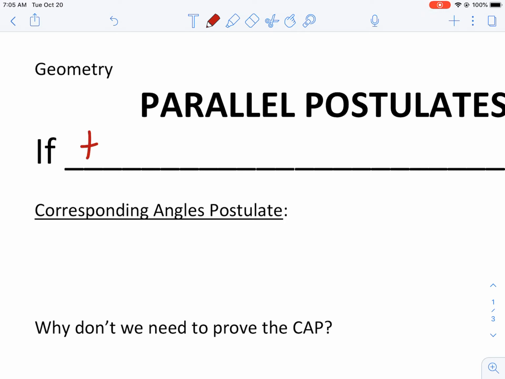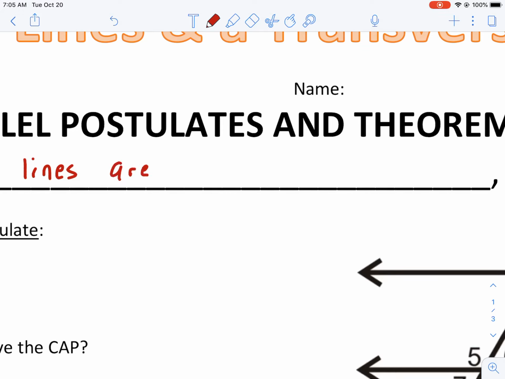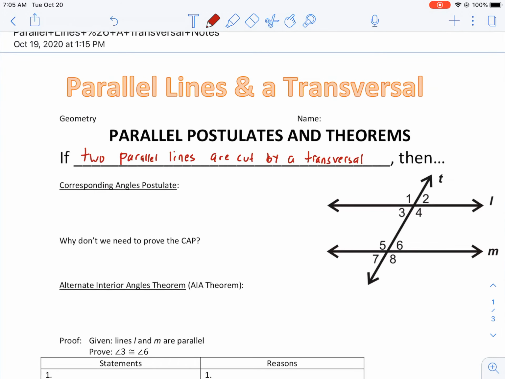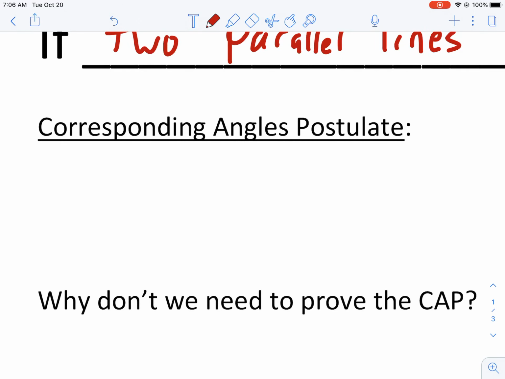So if two parallel lines are cut by a transversal, then dot, dot, dot. So we're going to talk about a couple properties, one for each angle pair that we learned yesterday. So we learned four, and these all have names, all right? So you kind of need to know these names, but the names are basically the same as the names of the angle pairs. So the first one is the corresponding angle postulate, okay?